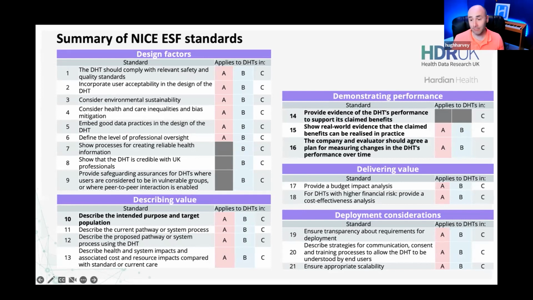So if we look at standard 10, you'll see the phrase intended purpose. So that is completely compatible with intended use. And obviously part of the intended use is to define your target intended population, which we discussed at the start of this webinar. Standards 14, 15, and 16 are all about performance. And they are really in line with what we've discussed in terms of clinical investigation, which is evidence to support your claimed benefits. So that's standard 14.